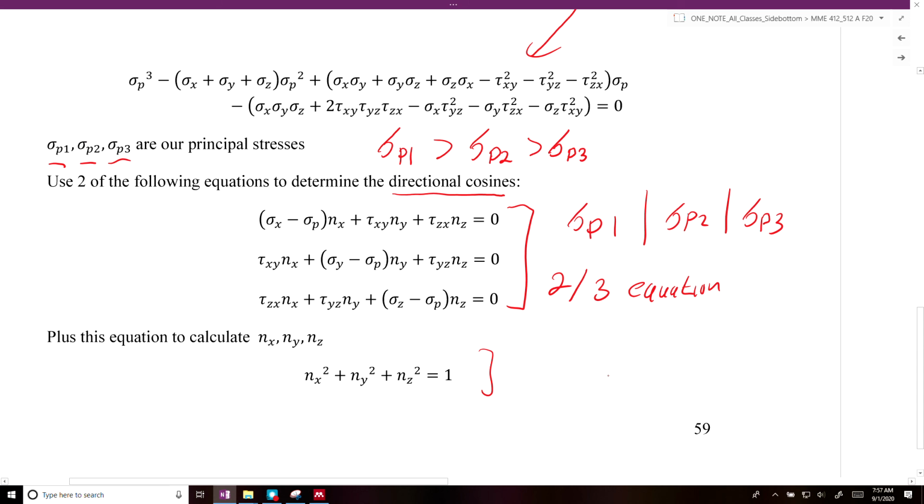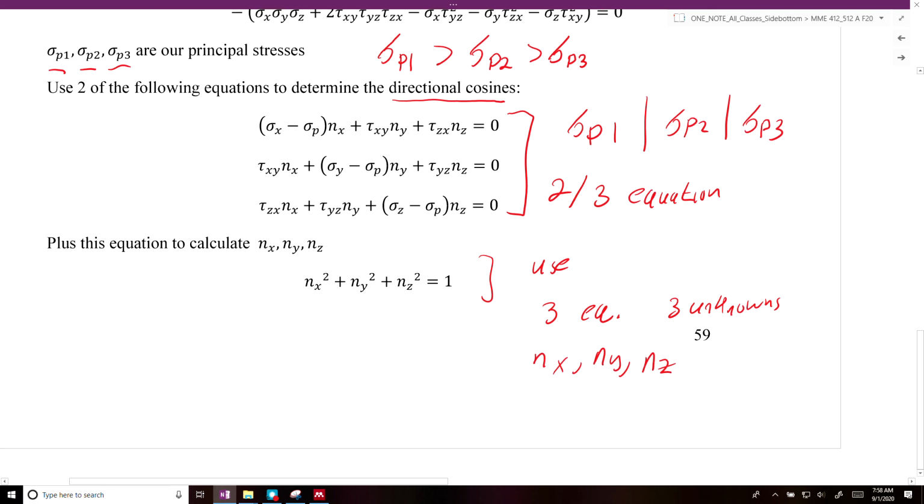and the last thing you need to do is use this equation here as well. So you have 3 equations, you have 3 unknowns, and you can solve for nx, ny, and nz to relate the original x, y, z coordinate system to the particular principal stress that you plugged in. Okay? You can also use the vector method to do this, to find the eigenvector.